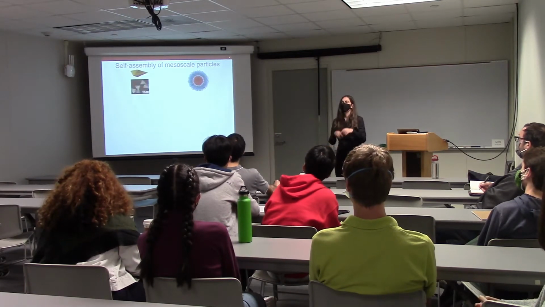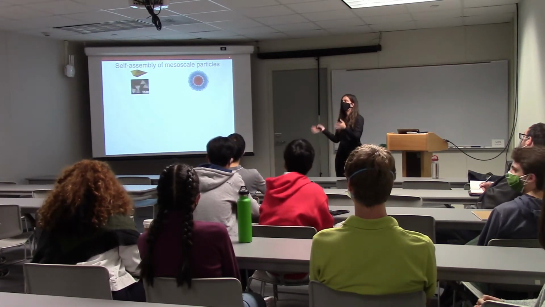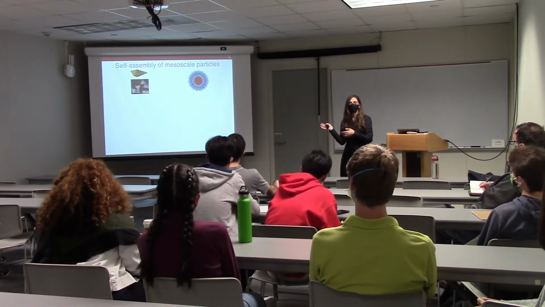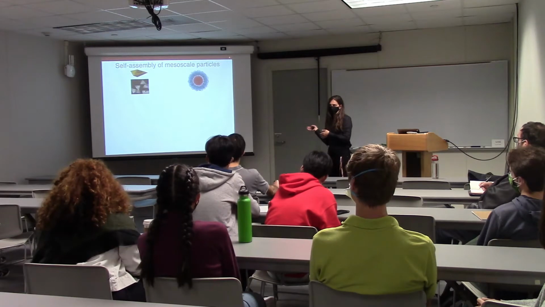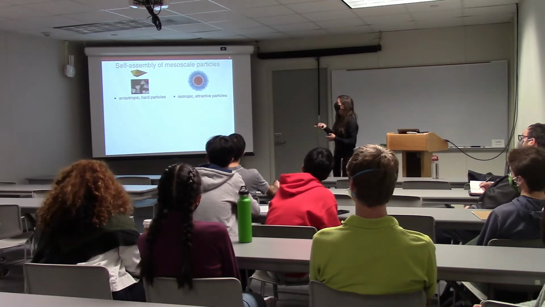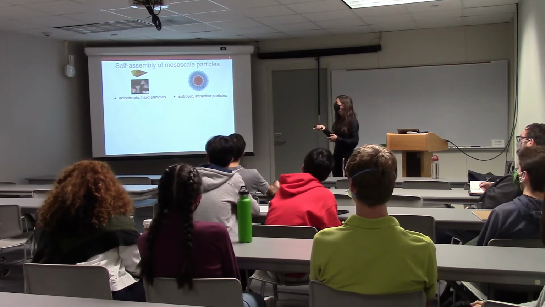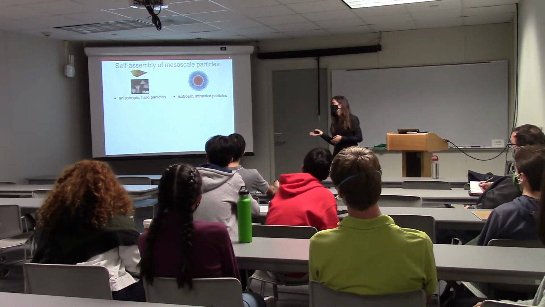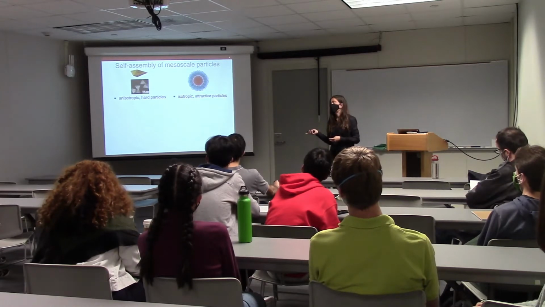The kinds of models that I'm going to show you today, I'm just going to talk about simulations, and from time to time show you that we're not just making this up, sometimes this is being seen in experiments too. I'm going to show you two types of models. Anisotropic hard particles, so faceted shapes most often, and isotropic attractive particles, which I typically call squishy spheres.